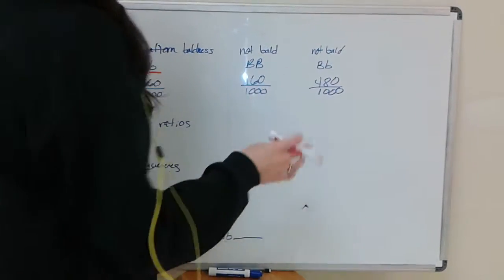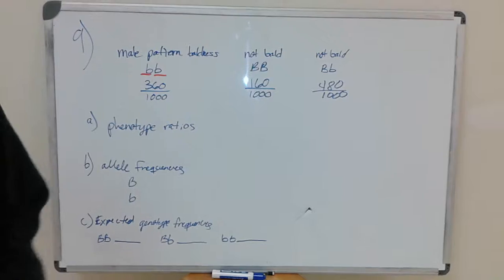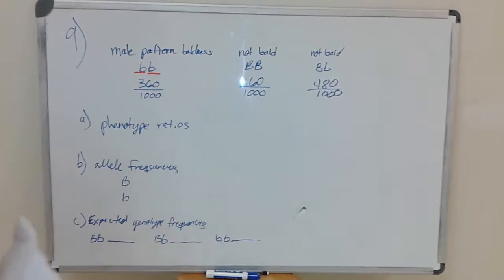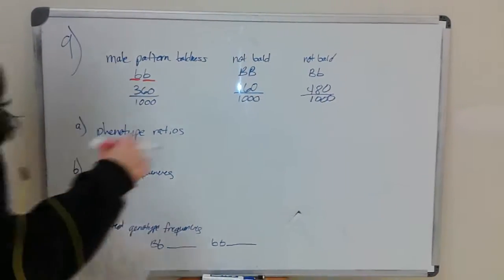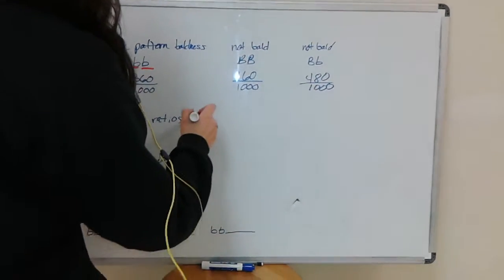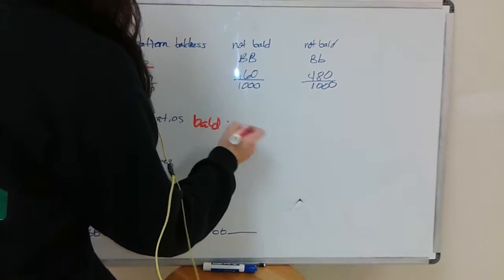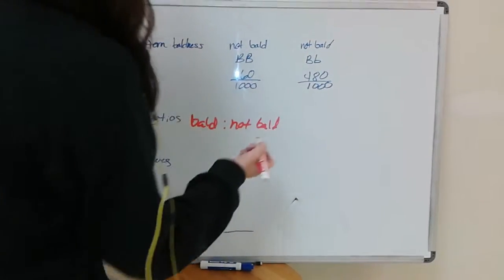And then 480 out of the 1,000 men surveyed were not bald. However, they were heterozygous for the trait, so they were heterozygous dominant. So when we're looking for the phenotype ratios, we have to understand that you can either be bald, have male pattern baldness, or you are not bald, because this is the phenotype.